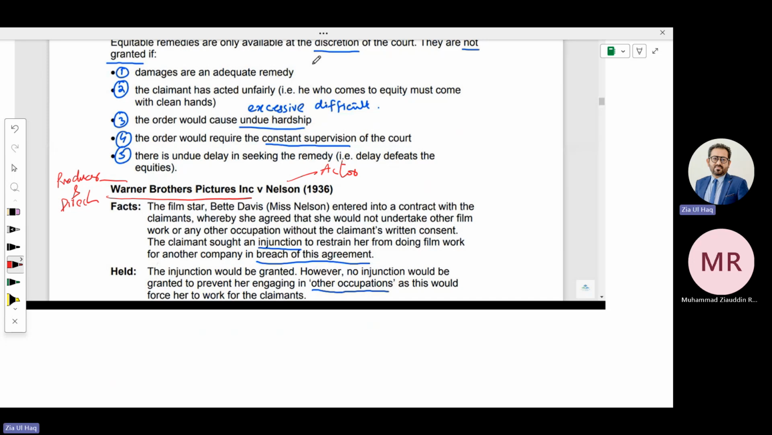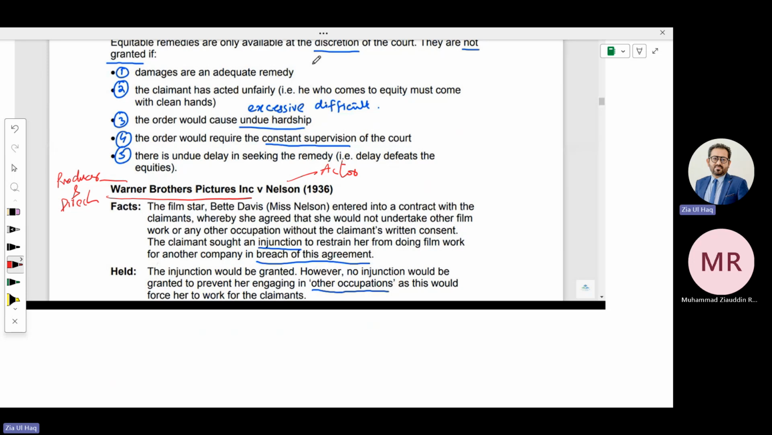But Nelson accepted the offer of another director for a similar role. This means there is a contractual breach by Nelson. So Warner Brothers sued Nelson for damages, because if she performs a similar role in another picture, the value of our film will reduce. The film star, Bette Davis, Miss Nelson, entered into a contract with the claimant, meaning Warner Brothers, whereby she agreed that she would not undertake other film work or any other occupation without the claimant's written consent.